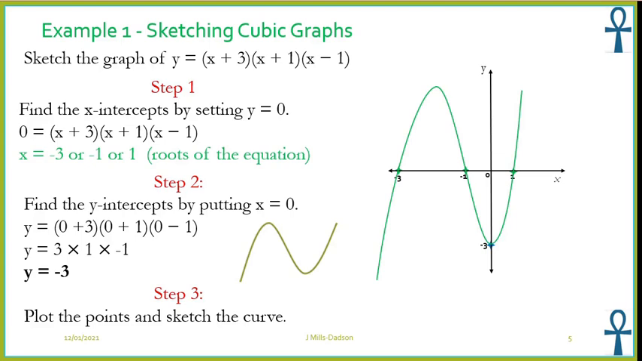So this is what it's going to look like. So that is a graph. So you have your intercept, negative 3. It's a positive graph, so it's up and down and up.